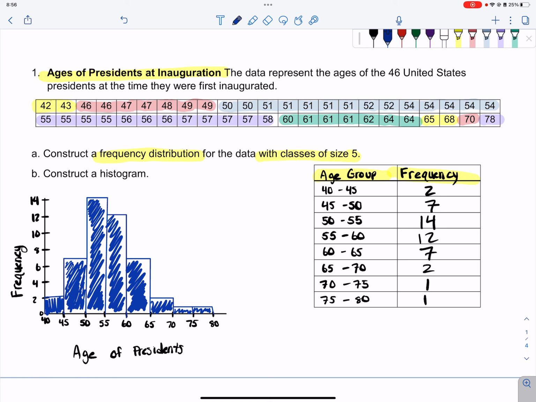We could add in a title that tells us ages of president at inauguration. But that is essentially all that our histogram has for us. We can see that most of the presidents are grouped between the 50 to 60 range. That's where our two highest bars are. And then it sort of gets lower the farther left or right we go as we increase or decrease the age groups.